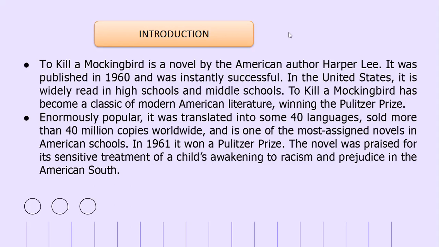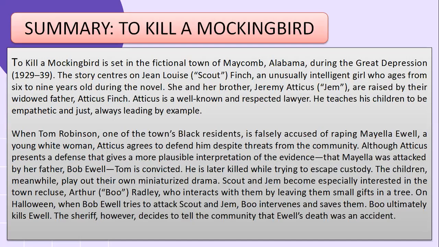Let's now come to the summary of this novel. Okay. Summary: To Kill a Mockingbird. To Kill a Mockingbird is set in a fictional town of Maycomb, Alabama, during the Great Depression from 1929 to 1939. The story centers on Jean Louise, or Scout Finch, an unusually intelligent girl who ages from 6 to 9 years old during the novel.